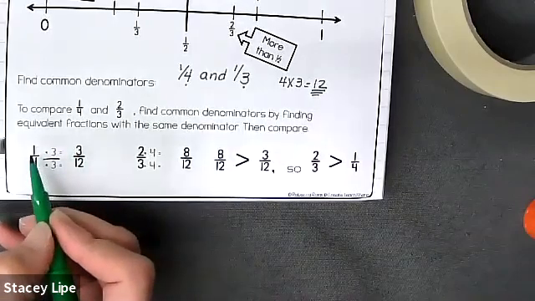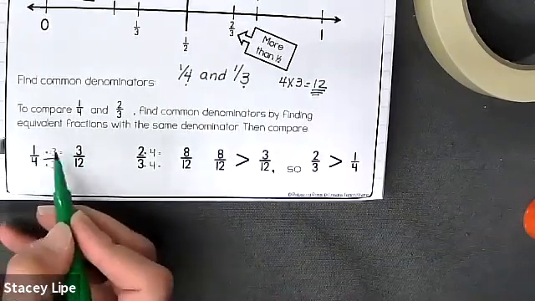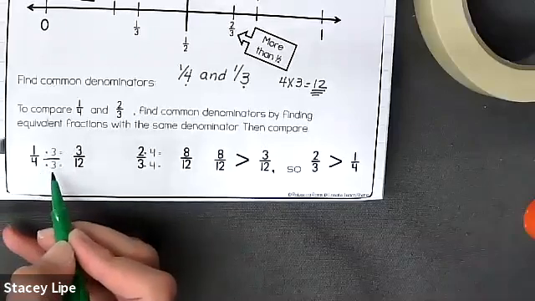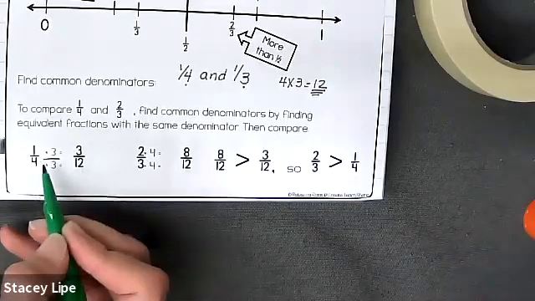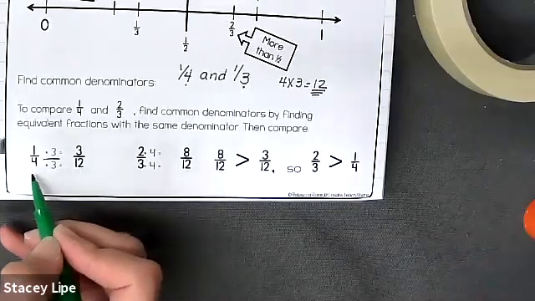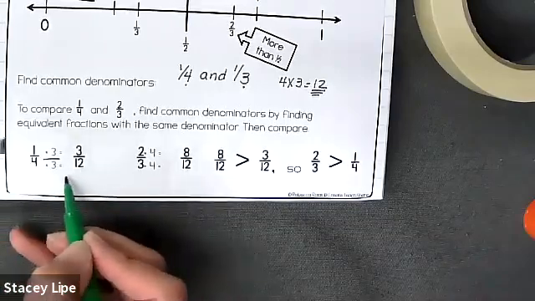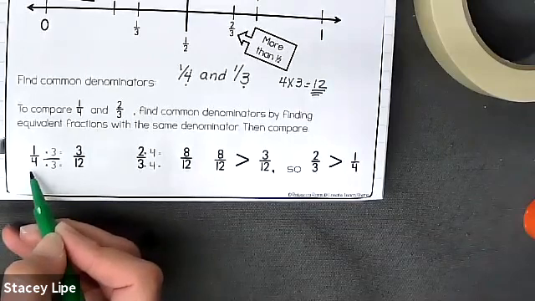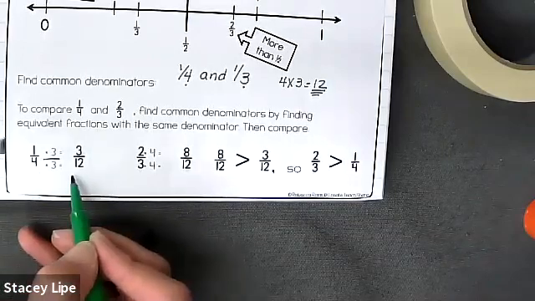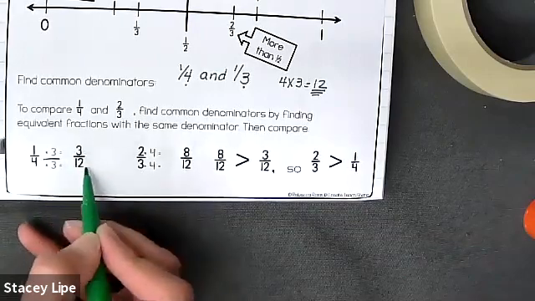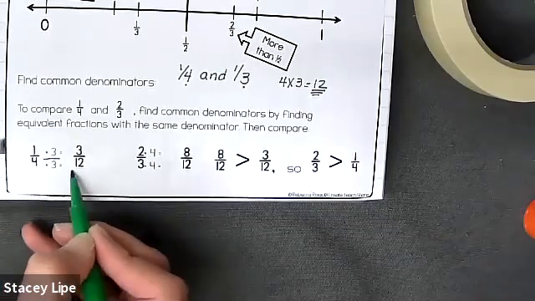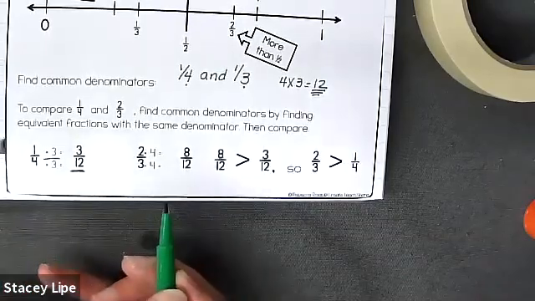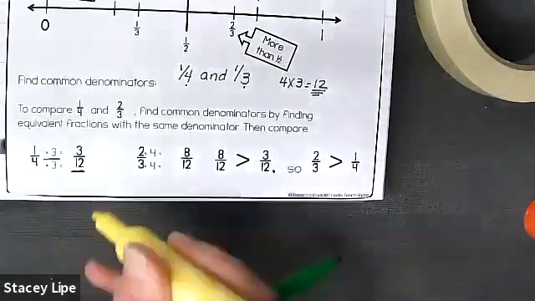So when we multiply 3 times 1, we get 3, and 4 times 3, we get 12. So we have 3/12. 3/12 and 1/4 are equivalent. They are the exact same size. 1/4 of a dollar is a quarter. 3/12 of a dollar is a quarter. If I simplified 3/12, I would get 1/4. So we have 3/12. I'm going to go ahead and make that yellow.